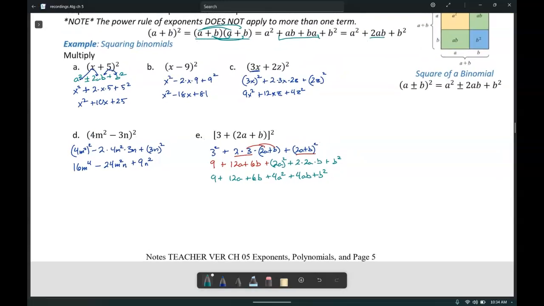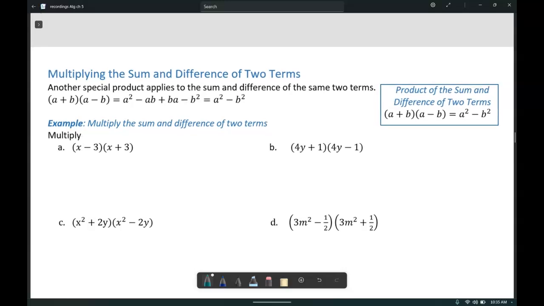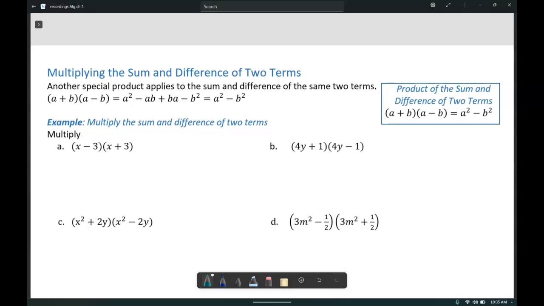If you get stuck, you can always revert to the distributive property, but recognizing the pattern with a squared binomial not only speeds up your multiplication, but it's also going to come in very useful in later sections. Let's take a look at another special product, when we multiply the sum and difference of two terms.